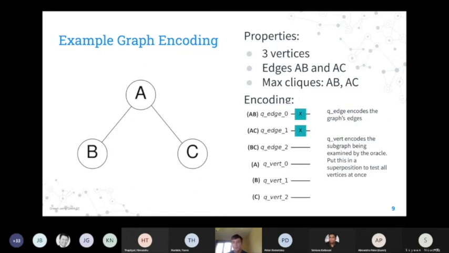Starting with the example graph shown on the left, we can see that there are 3 vertices, edges AB and AC, and it has maximum cliques of AB and AC. The encoding shows that Q edge, right here, and Q edge encodes the graph's edges, and Q vert encodes the subgraph being examined by the oracle. Hadamard gates are applied to the qubits in Q vert to create a superposition of all of the possible subgraphs, so the oracle function can take advantage of the quantum mechanical property of superposition and operate on every subgraph at once.